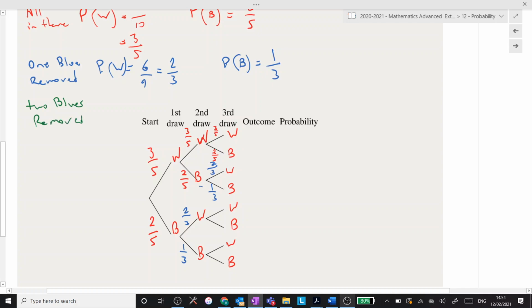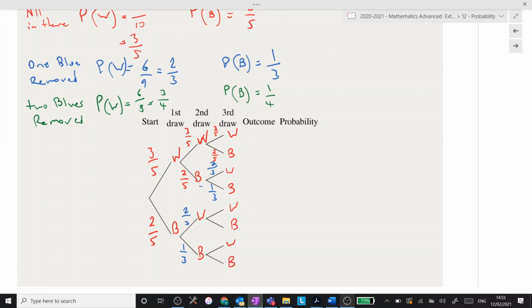What's our next option? 2 blues removed. So what's our probability of white when there's 2 blues removed? 6 and 8, which equals 3/4. What's our probability of blue? 2/8 or 1/4. I'm pretty happy with that.